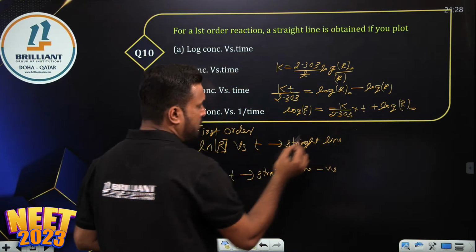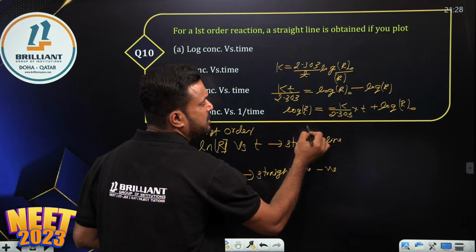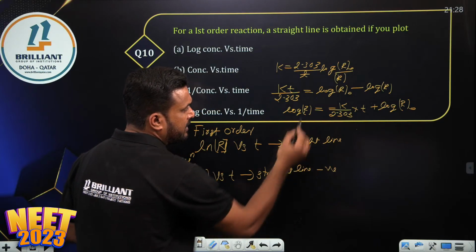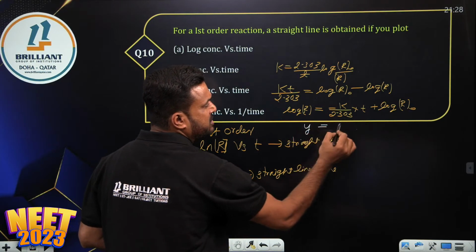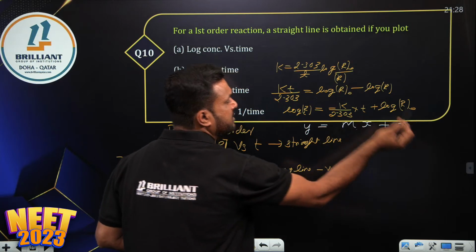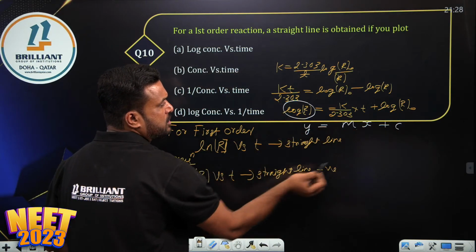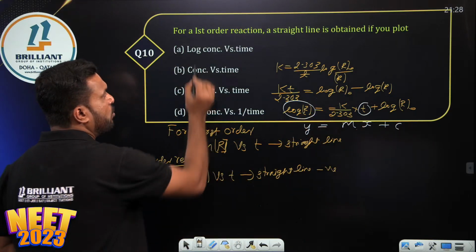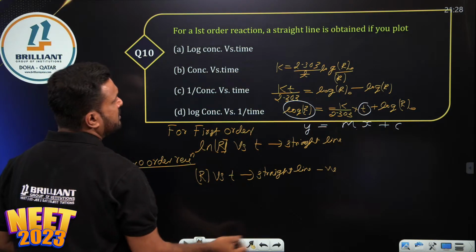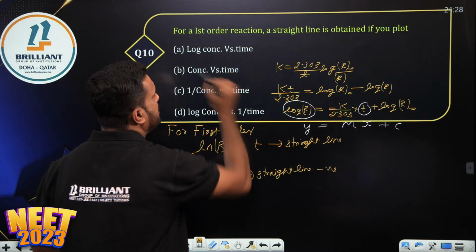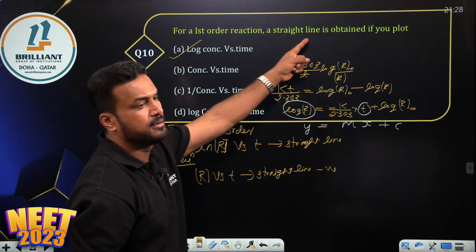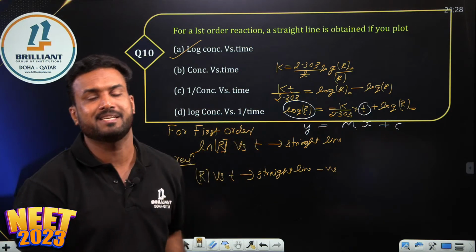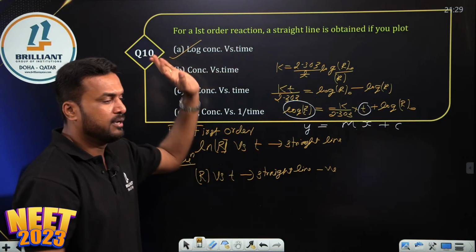Why are we writing it like this? Because that equation is in the form of the equation of a straight line, y equal to mx plus c. If on the Y axis you take log concentration of R and on the x axis you take time, then it will be a straight line with a negative slope. So for a first order reaction, log concentration of reactant versus time will always be a straight line.